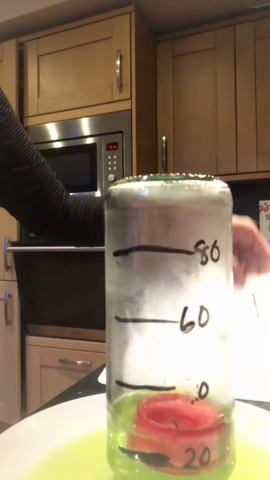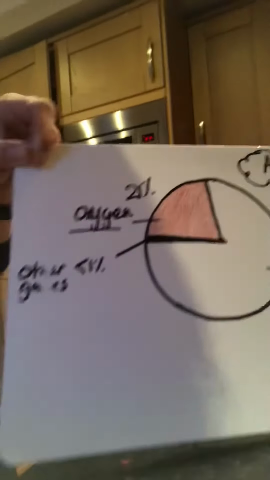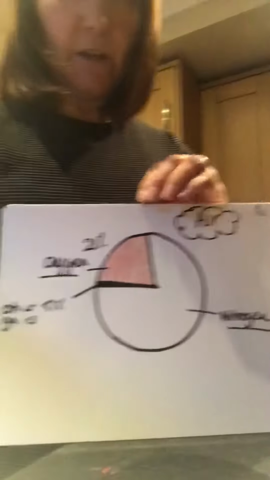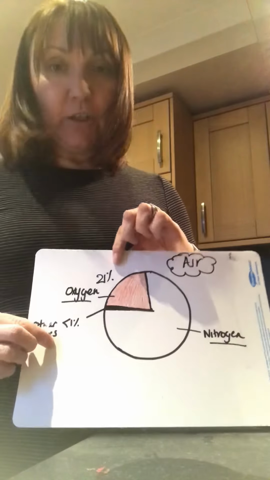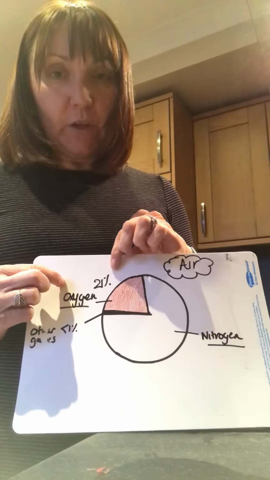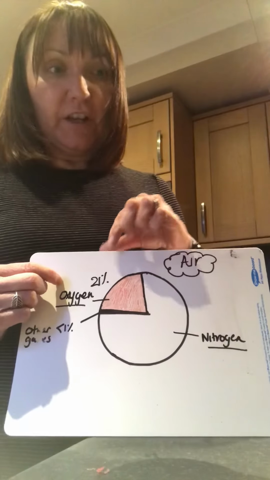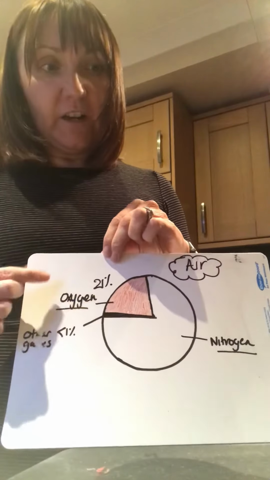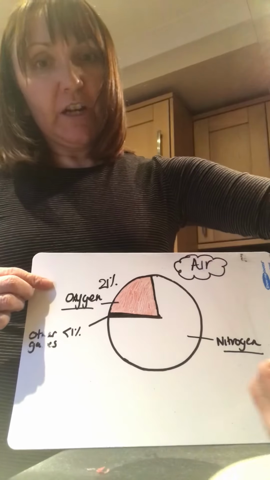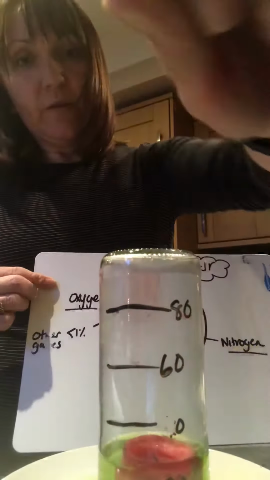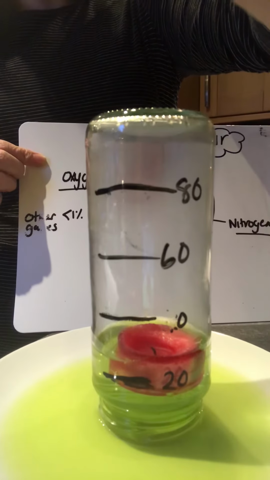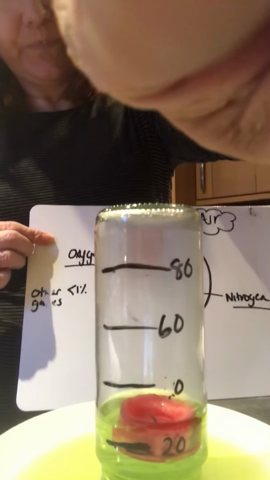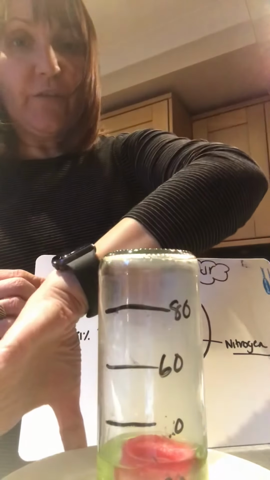Let me just show you this with this slide here. So the air that we breathe has 21% oxygen. So when a fuel is burning, it's using the oxygen in the air, and we've just shown in this experiment here that 20% of the oxygen in the air was depleted. Okay? So back to our fire triangle.